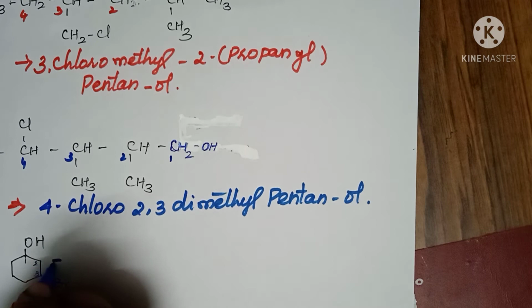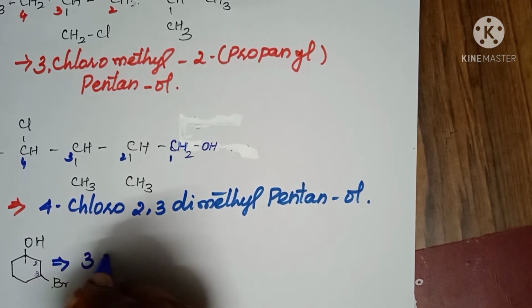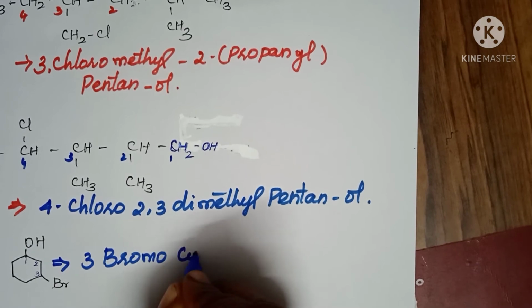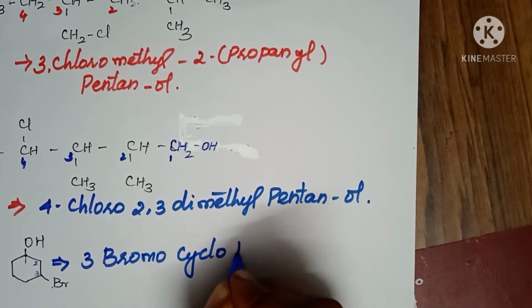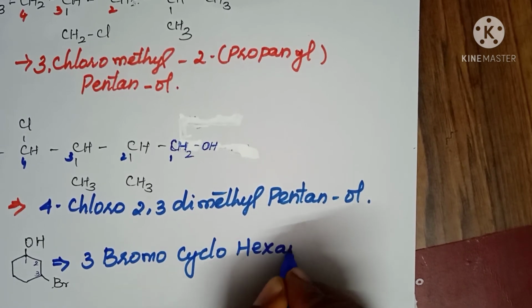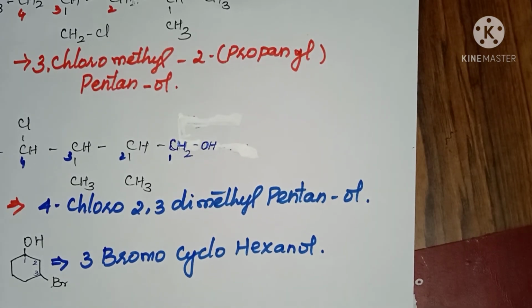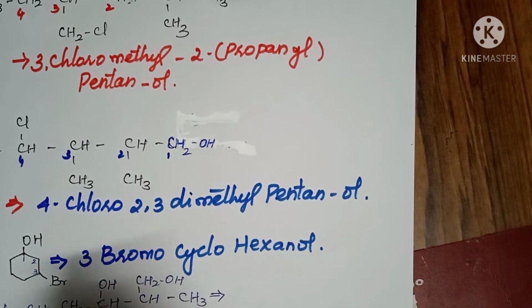Cyclohexanol, correct. 3-bromo cyclohexanol. Okay, now I'll give another name for this. Now one more example I would like to give you.